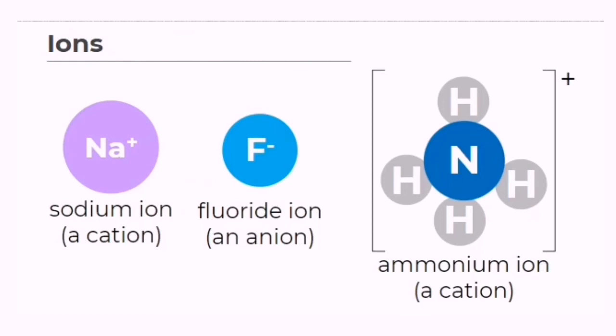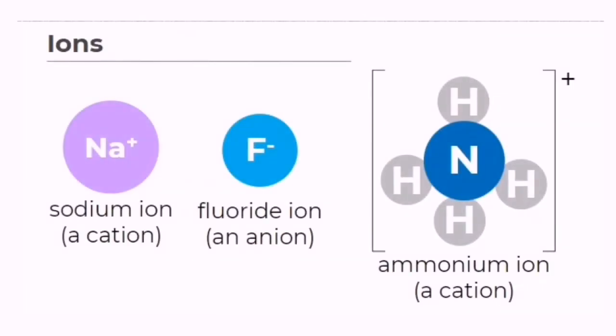In the given examples above, sodium and ammonium ions are cations, while fluoride and peroxide are anions. We will learn how ions bear charges later in another lesson.